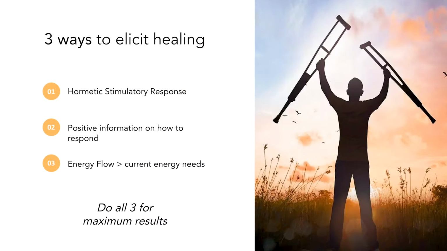So to sum up, there's three ways to elicit healing. One, a hormetic stimulatory response. Two, the positive information on how to respond. And three, make sure that the energy flow is greater than current energy needs. Now, if you do all three, you're going to maximize your results. So how does that actually look over time when we're looking at the body?